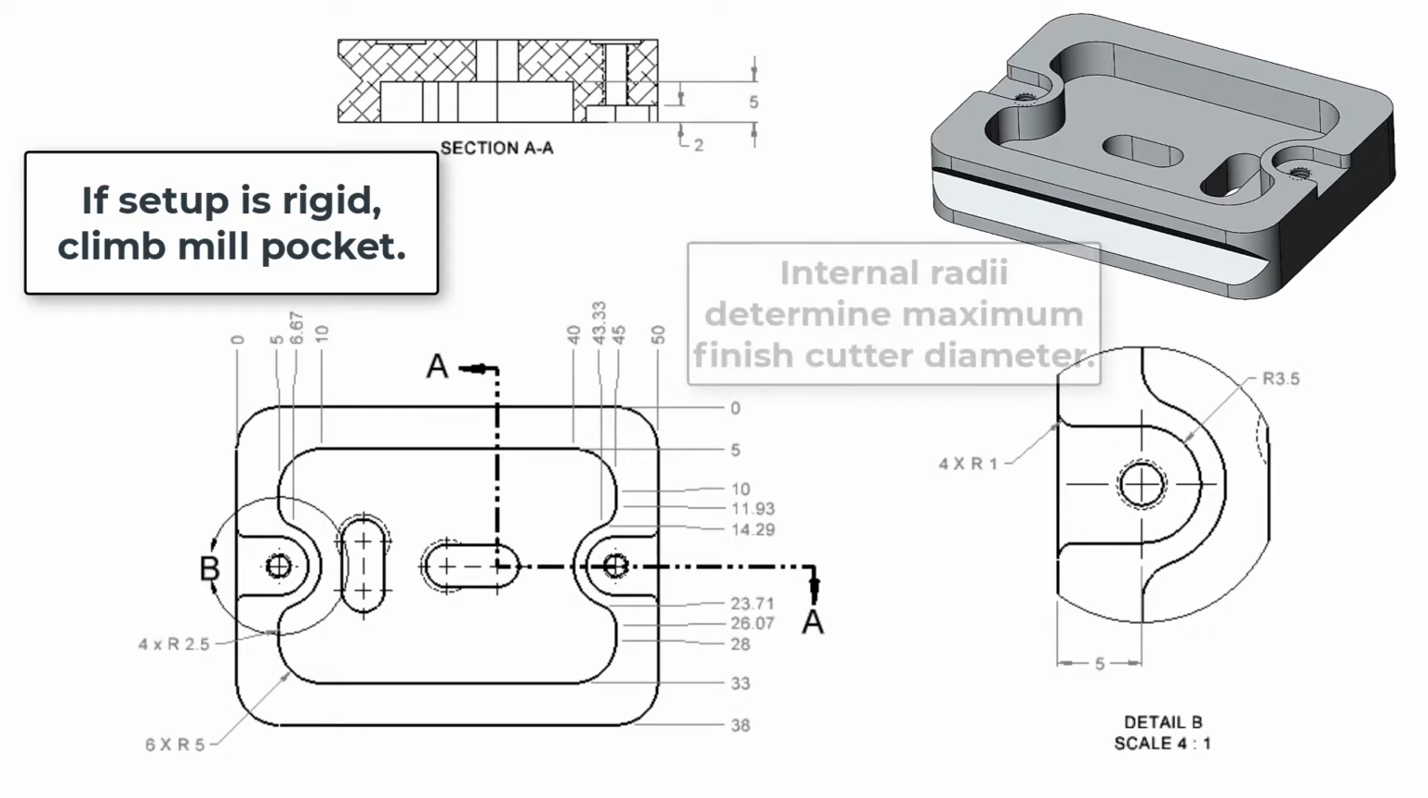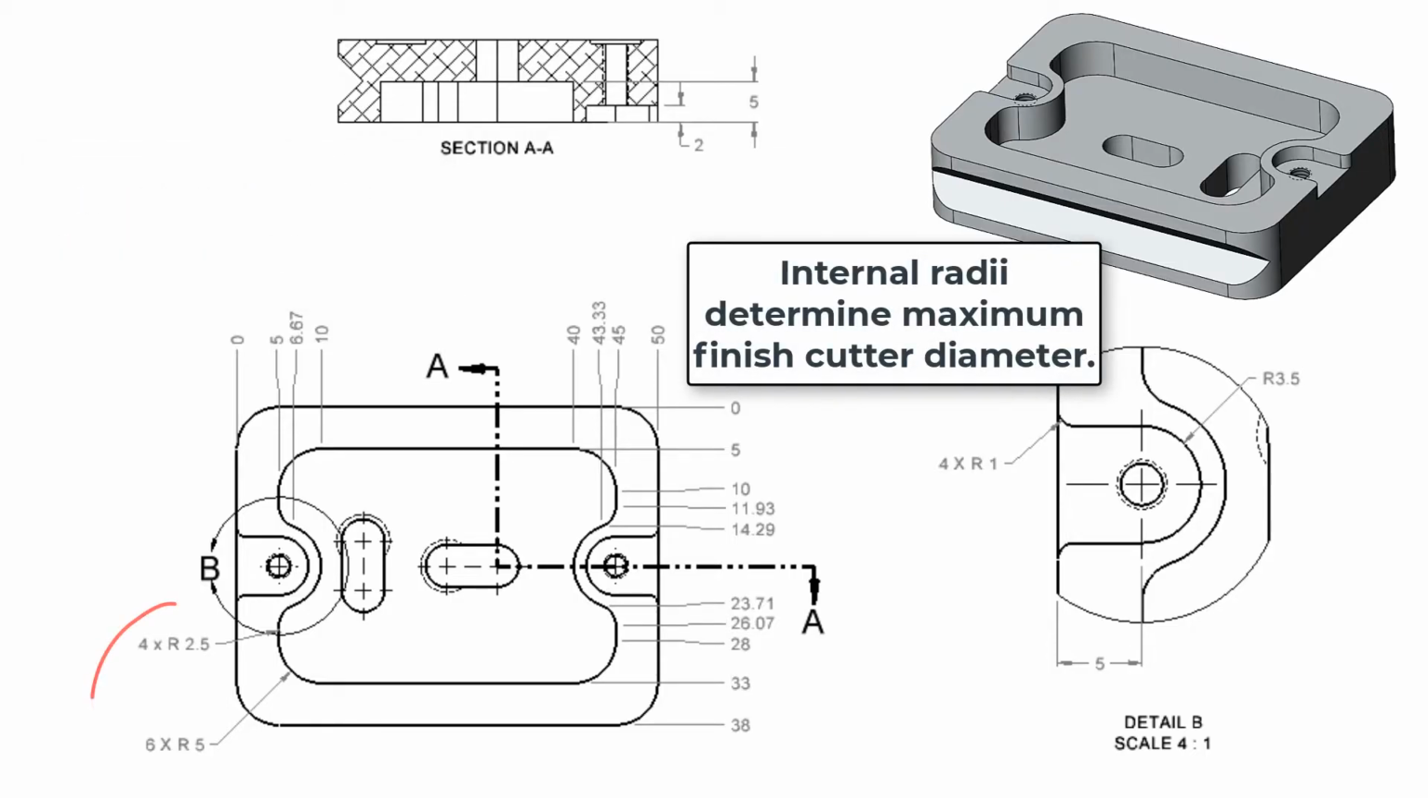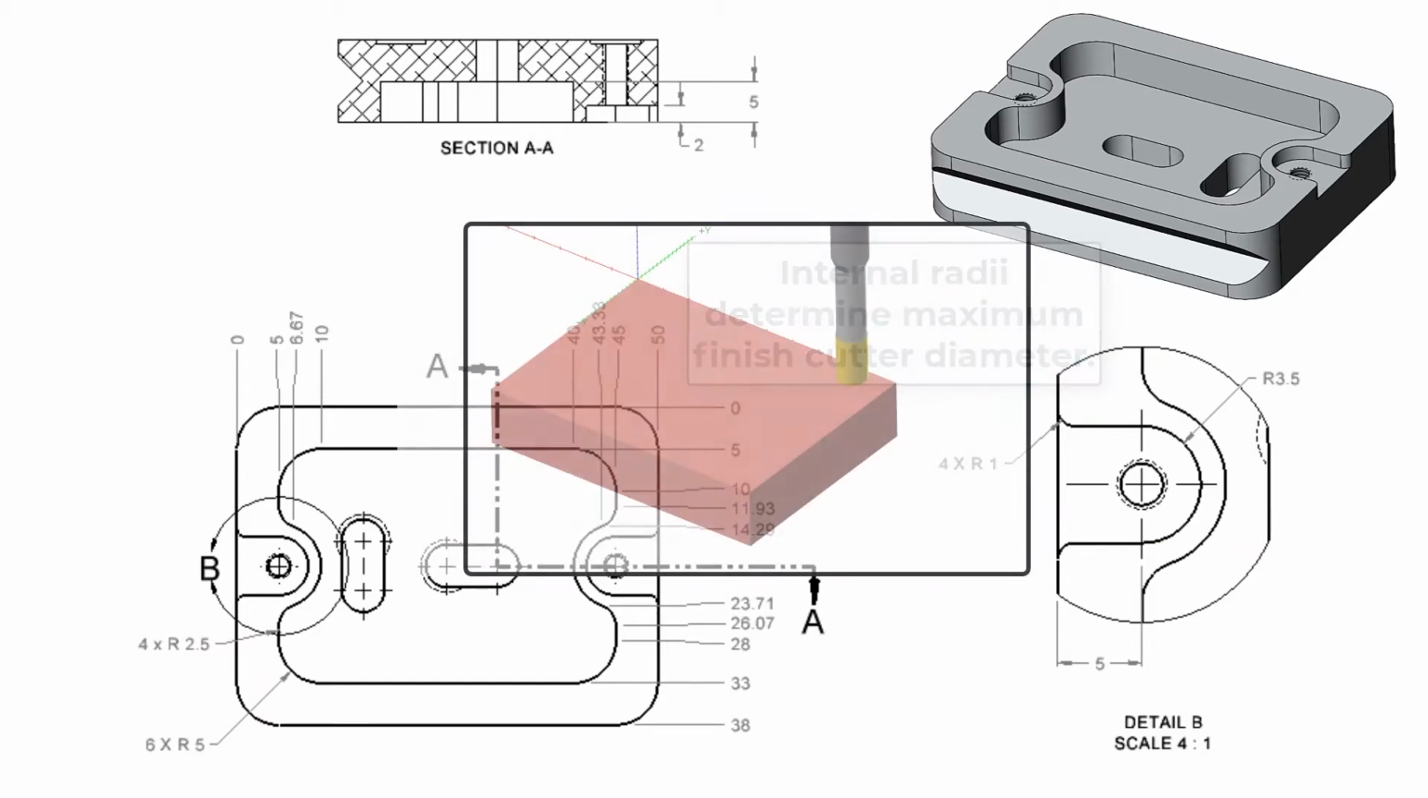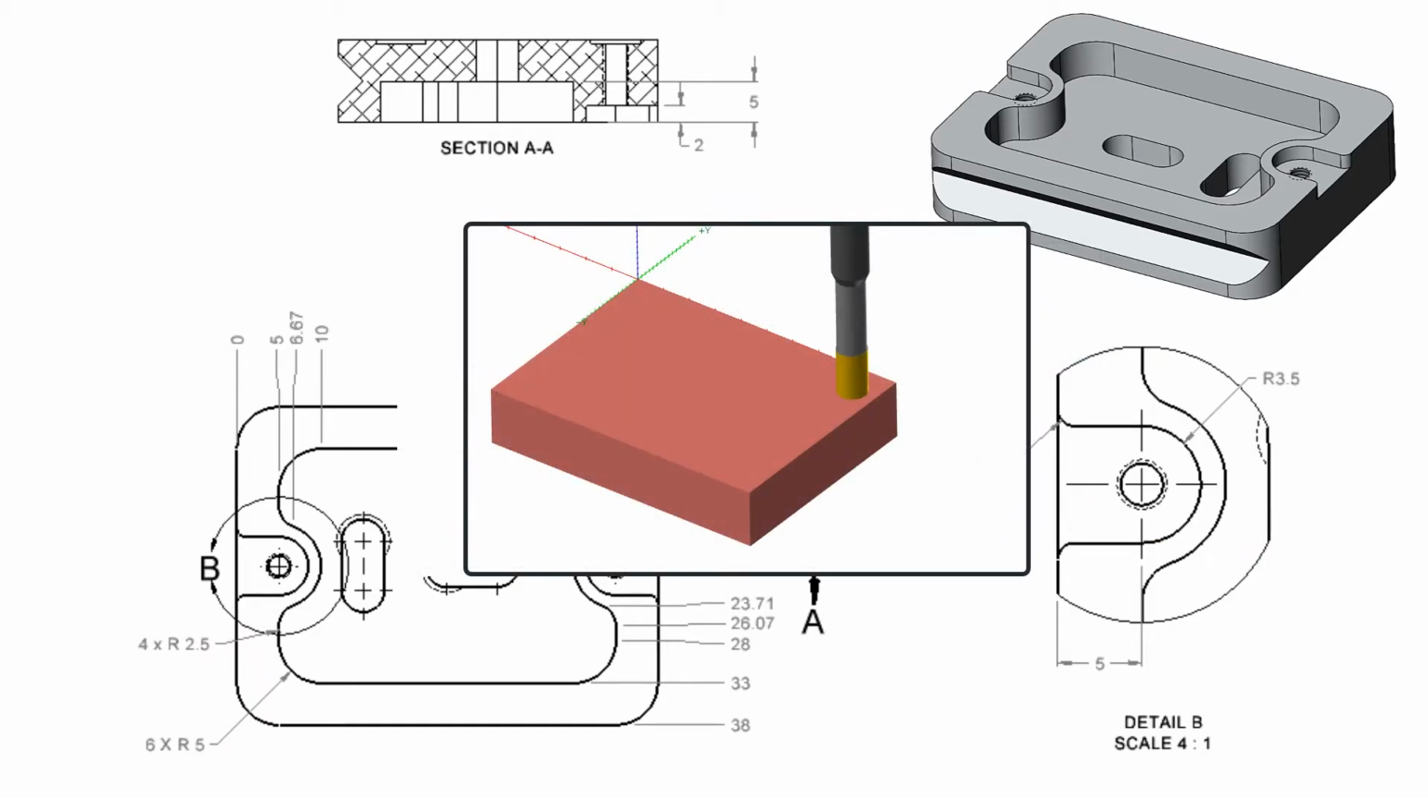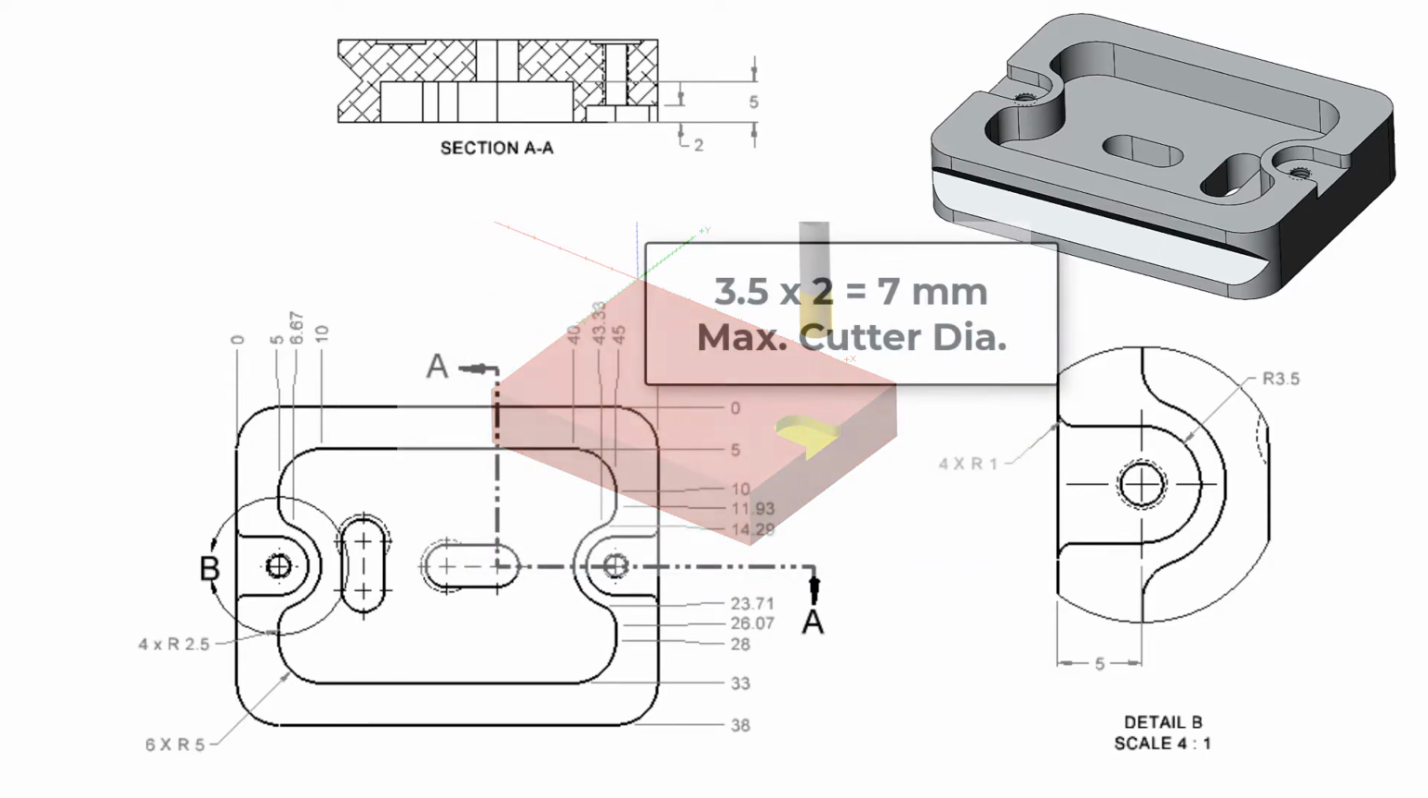rigid enough. When machining pockets, the smallest internal radii will determine the maximum cutter diameter for the finished pass. For the two open pockets, the 1 millimeter radius will not influence the cutter diameter because any cutter which is smaller than the pocket width of 7 millimeters can be programmed to cut these. The 3.5 millimeter radius of these pockets will limit the cutter size to 7 millimeters or less.